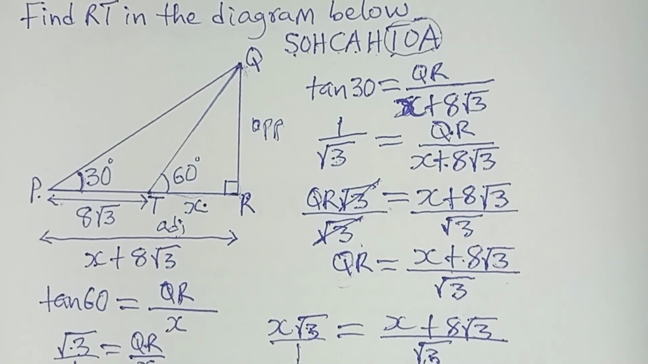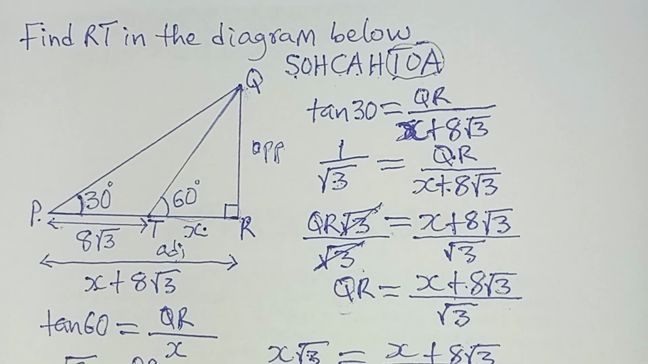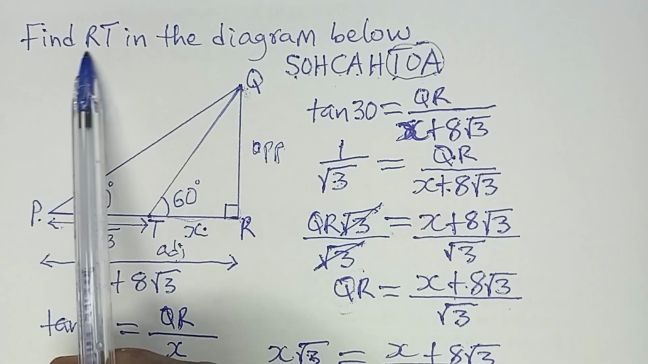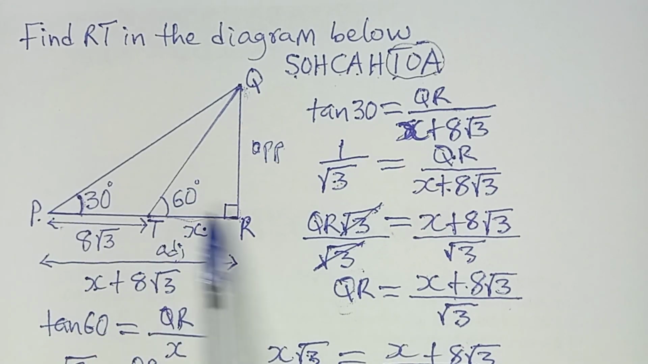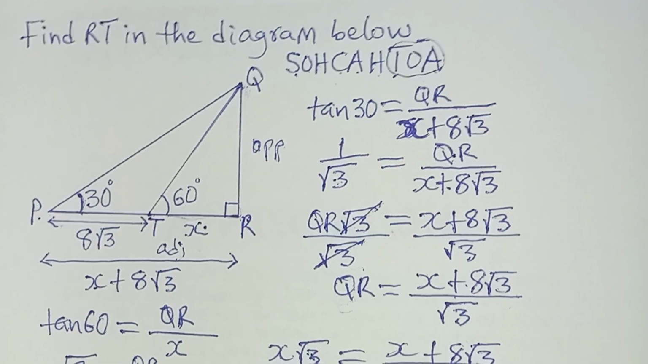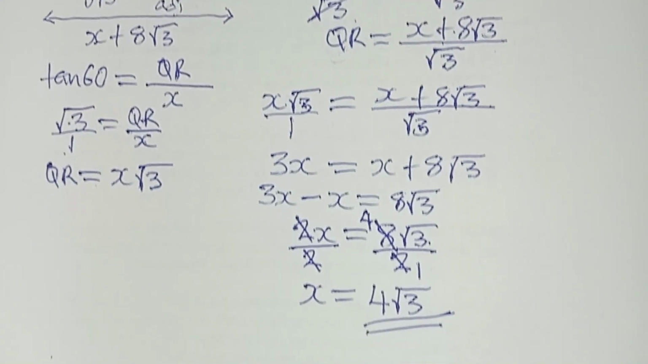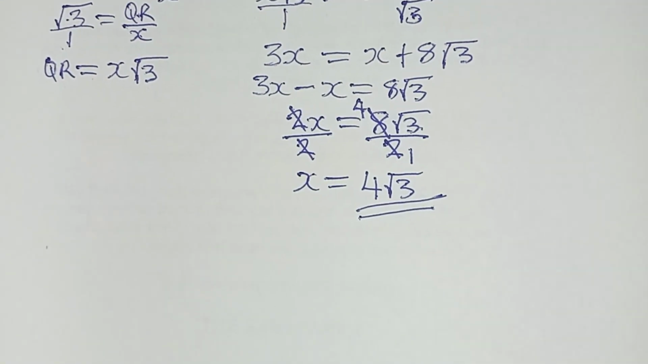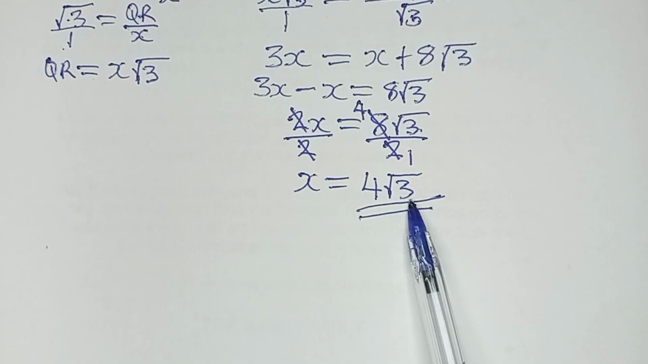Because from the beginning, the question says we should find the value of RT. And that RT is this side that we took as x. So the value of RT is x that we assume at the beginning. And that is what we just obtained now as the value of x, 4 root 3.